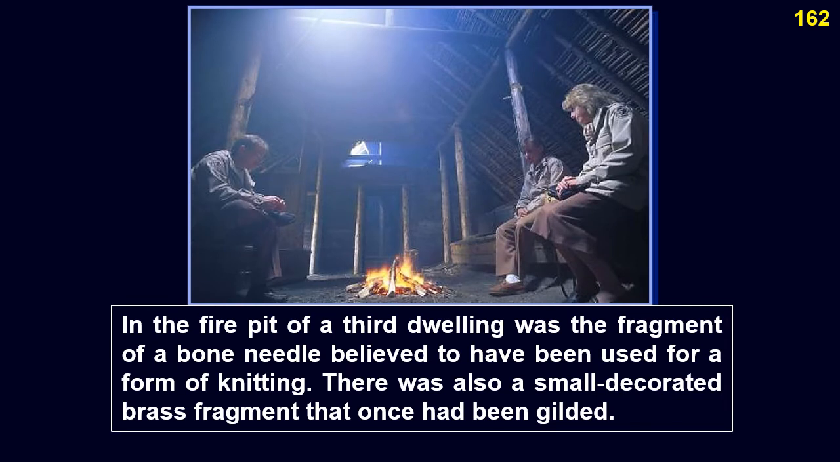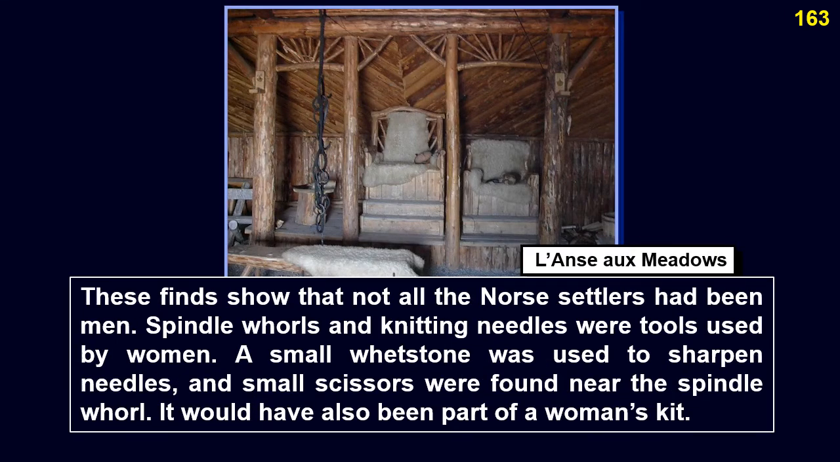In the feet pit of a third dwelling was the fragment of a bone needle believed to have been used for a form of knitting. There was also a small decorated brass fragment that once had been gilded. These finds show that not all the Norse settlers had been men.